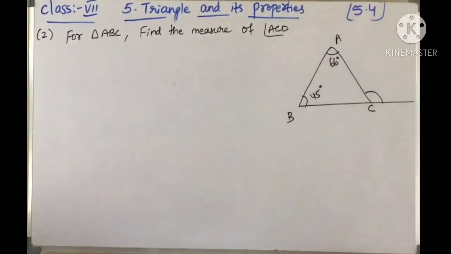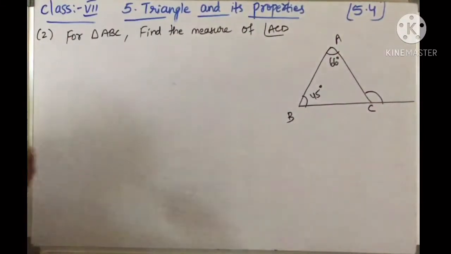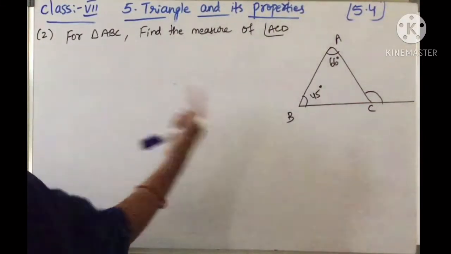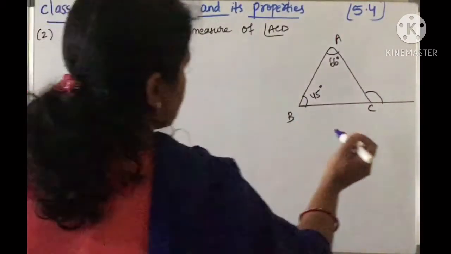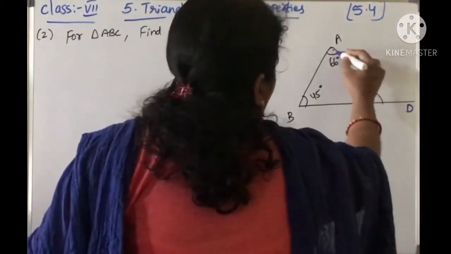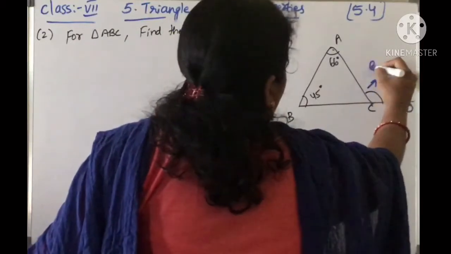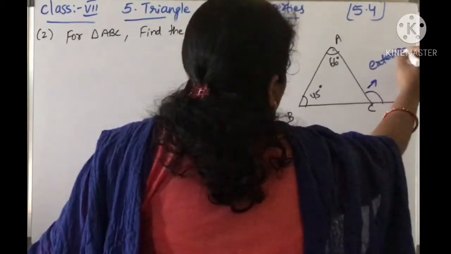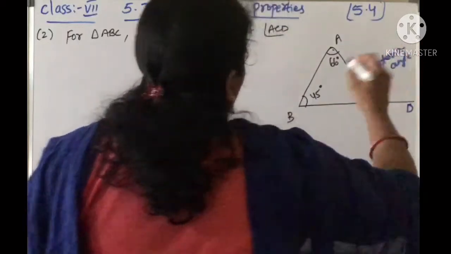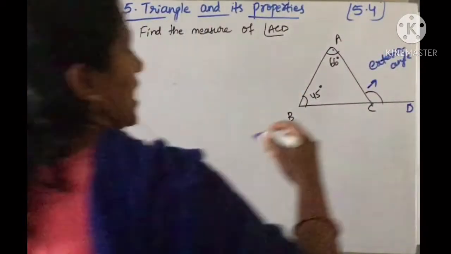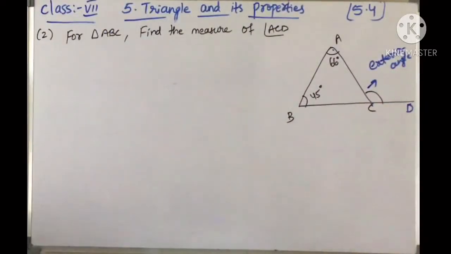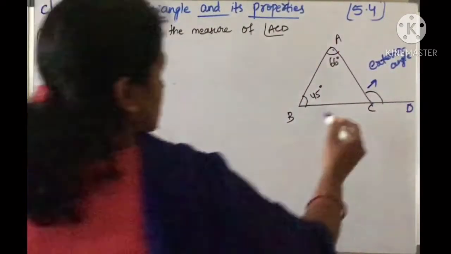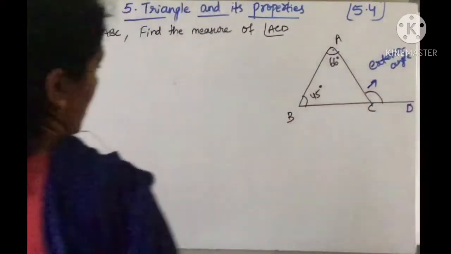Coming to the second question. For triangle ABC, here they have given one figure. Find the measure of angle ACD. Here they are asking about ACD, so what is this? Exterior angle. Okay, so we know the property of exterior angle. Exterior angle is equal to the sum of the two interior opposite angles. So this is nothing but the addition of these two angles.